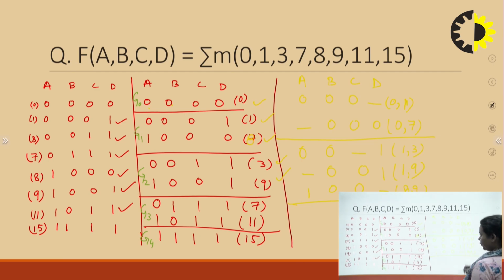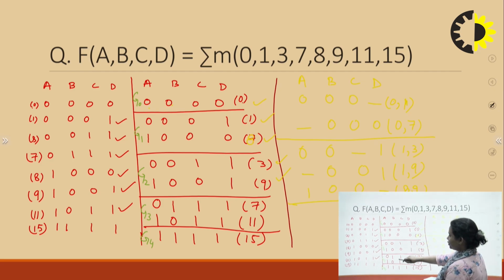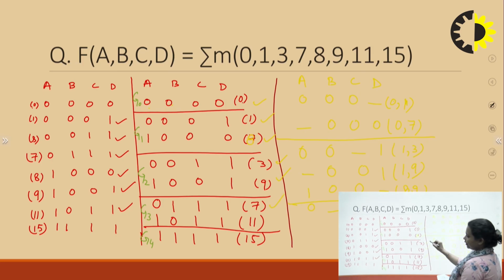Fine. So now next we compare group 2 with group number 3. First we check minterm 3 with minterm 7. The first bit is matching, the second bit is not matching. You just write 0 dash 1 1 and write 3 comma 7, right? So 3 is already having a tick, so you do not need to put the tick again.